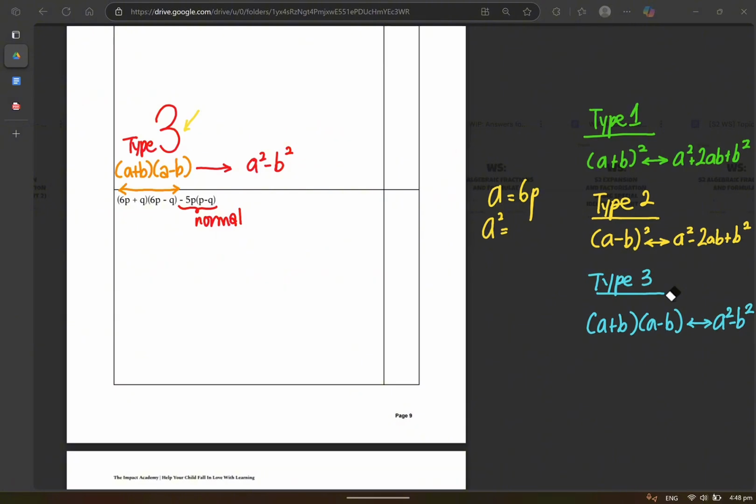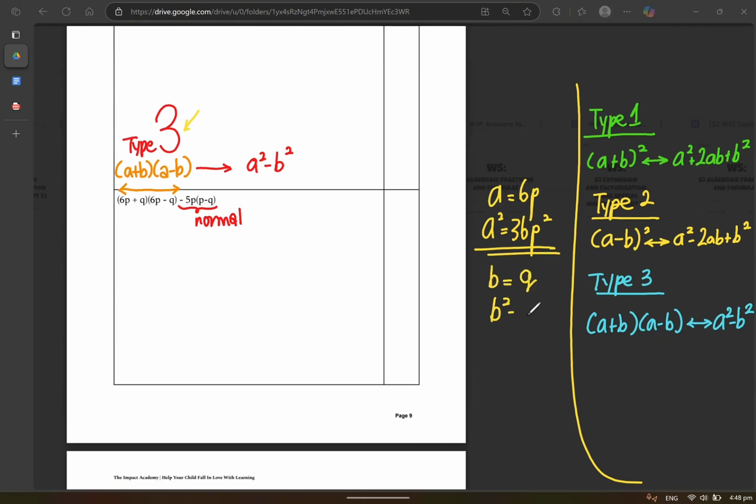Okay, over here you can see what I was working on just now. That was a very good question, by the way, student. Now over here, a squared becomes what? 36p squared. Make sense? B will be q. Then b squared is q squared. Very good. Can you understand?